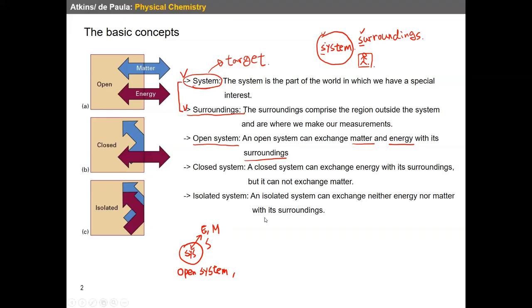And there is also the closed system. What is the closed system? In the closed system, energy can be exchanged with its surroundings, but matter cannot be exchanged. So if there's a system and there's a surrounding, energy can be exchanged, but some substance cannot go out of the system, and also some substance cannot go into the system, because there are some kind of walls to block the transfer of matter into this system. So this is the closed system.